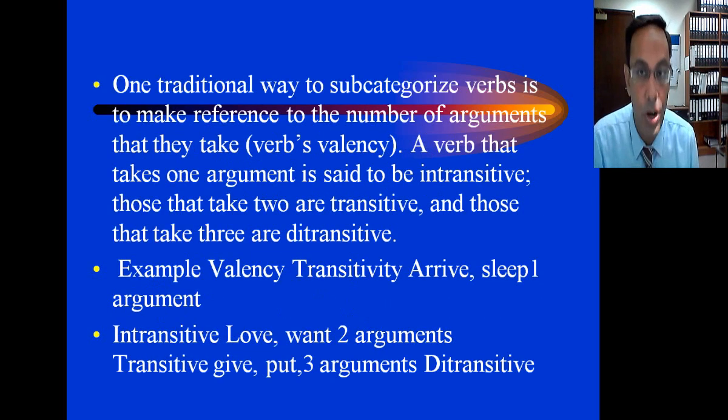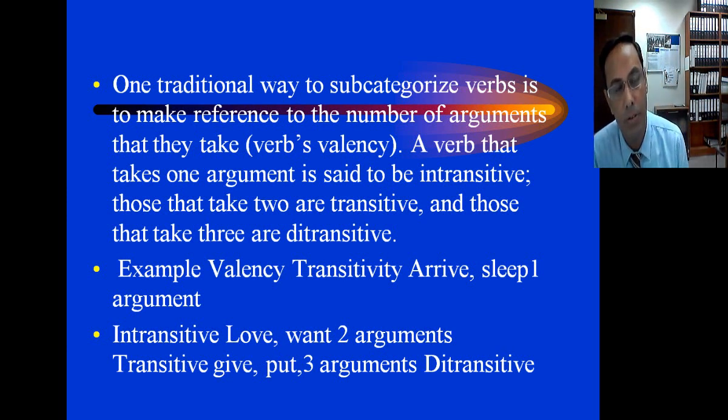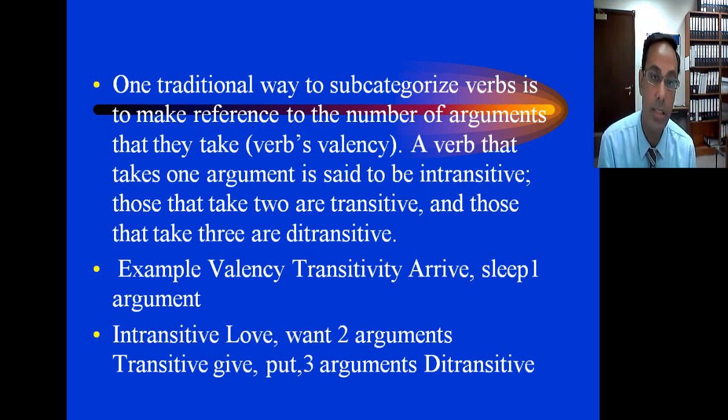One traditional way to subcategorize verbs means to categorize the verb into transitive, intransitive, ditransitive, and so on, making reference to the number of arguments: how many arguments does it take? This is called valency. A verb that takes one argument is said to be intransitive. Those that take two are transitive, and those that take three are ditransitive, as we discussed. Example: valency, transitivity. Arrive, sleep: one argument.